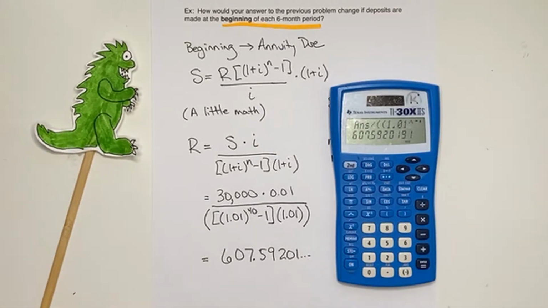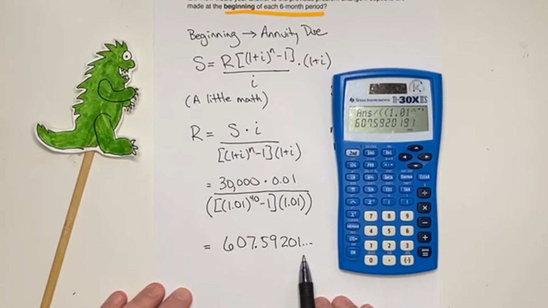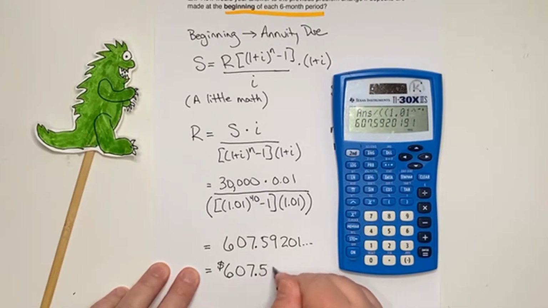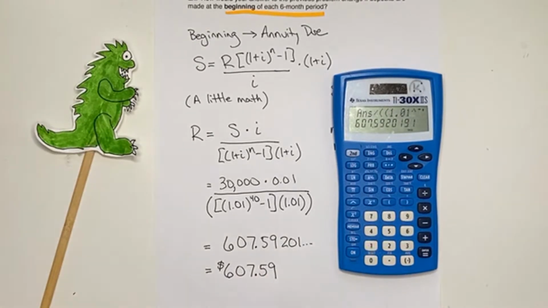And so that is, again, we can't make this payment unless we're a very big bank and we're just moving money around in that fancy way they have of doing it. But regular human beings, we can't do that. We have to make payments in whole cents. So that's going to be $607.59.